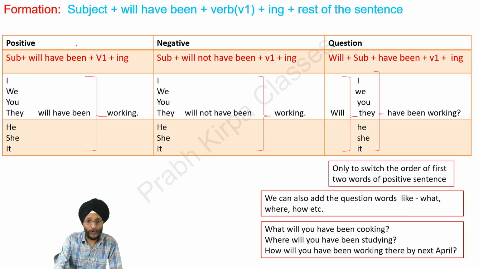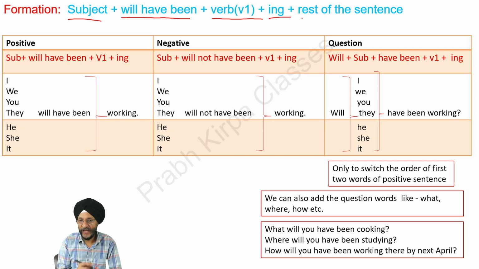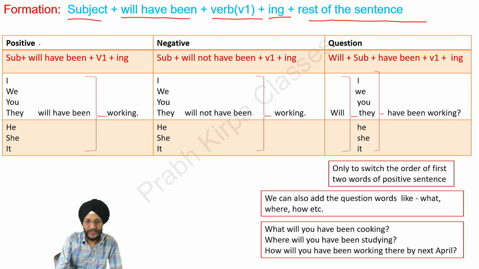Next, we see the formation of this sentence. Subject is followed by will have been. Then we use the first form of the verb. Then we add ing, and then comes the rest of the sentence. Now we will see the positive, negative, and question form of future perfect continuous tense.